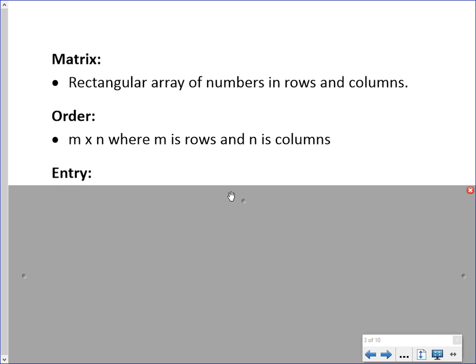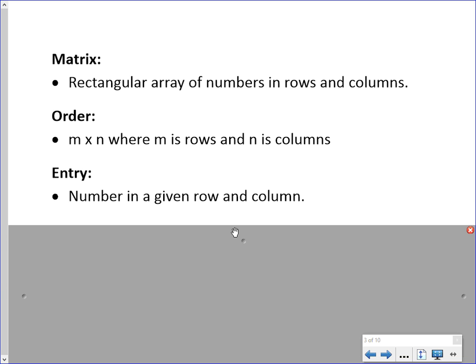And then finally, entries are just the numbers in the given row and column. So I could give you a matrix, and then I could say, look at the entry in the second row, third column. And everybody would know where to look, and we'd all see and name the same entry. So it's kind of like when you're thinking about a spreadsheet program or Excel, like how they name the cells, A6.